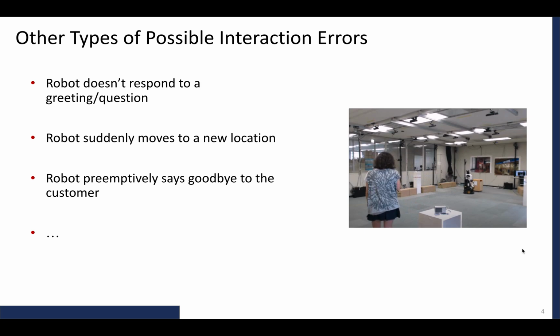We parsed through this dataset in order to discover the different types of interaction errors that can occur when employing the social imitation learning approach. We define an error as any behavior that would be deemed as inappropriate by a third-person observer given the interaction context. We were able to identify a variety of interaction errors that occur frequently, such as the robot failing to respond to a customer greeting or question, the robot suddenly moving to a new location, the robot preemptively saying goodbye to a customer, and so on.